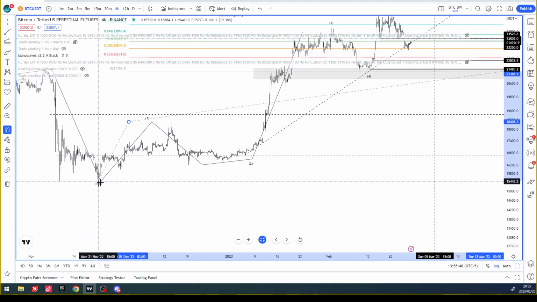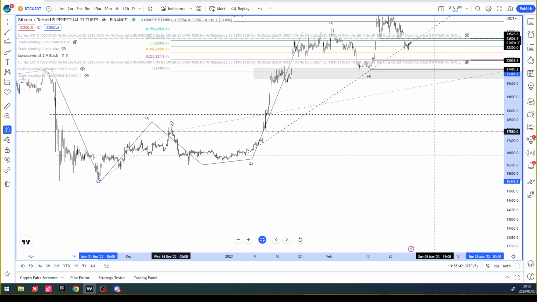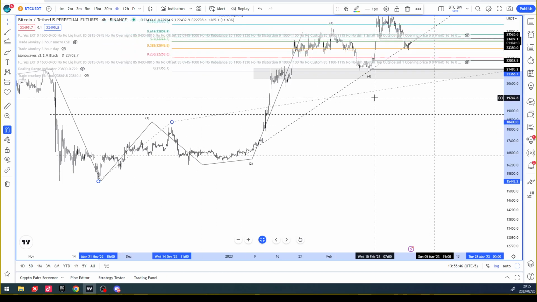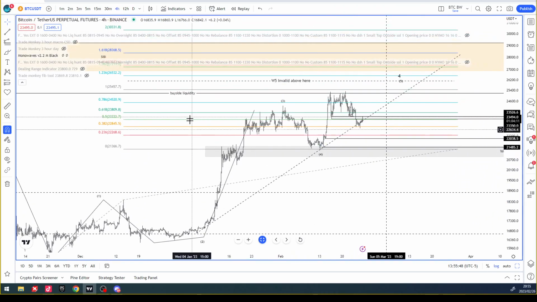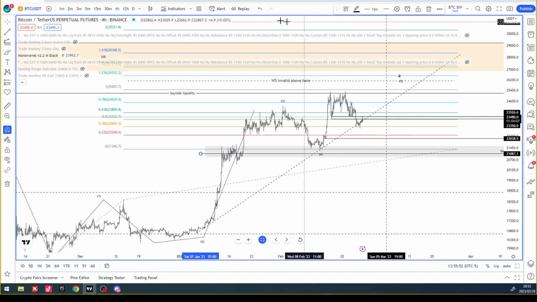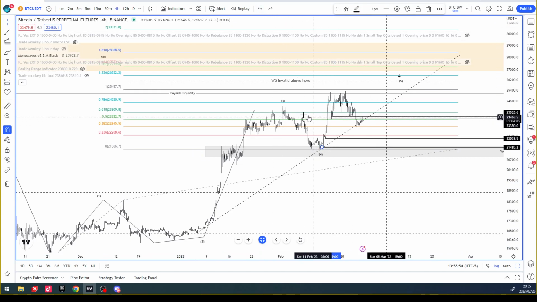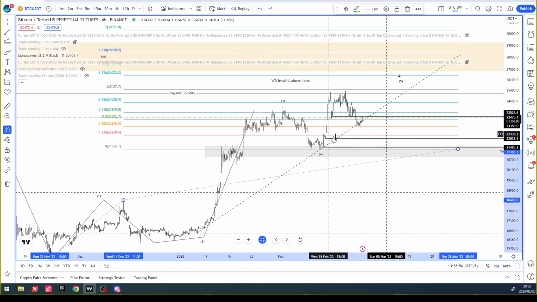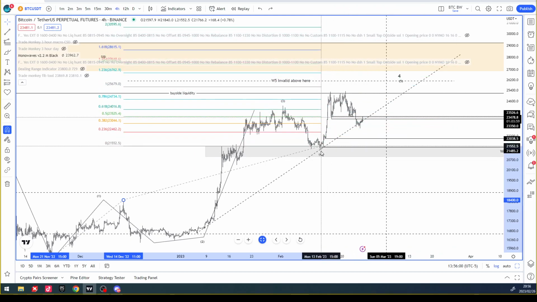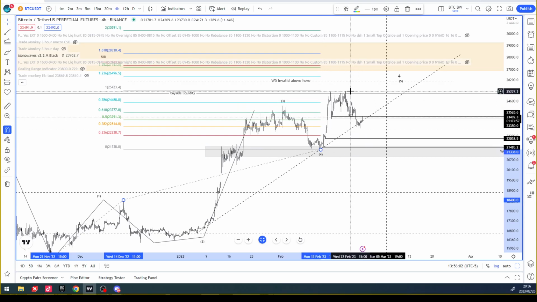Magnet tool on. That was the top there. And the bottom here is where? Nope. Here. Right. Not quite 100%, right?